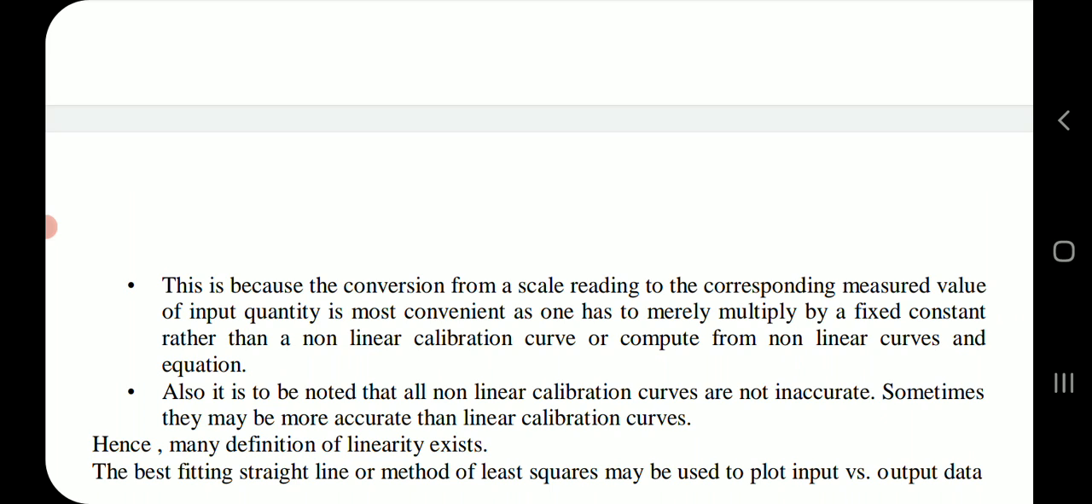Hence, many definitions of linearity exist. The best fitting straight line or method of least squares may be used to plot input versus output data.